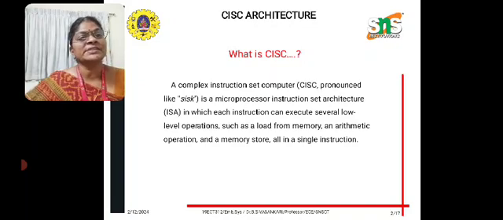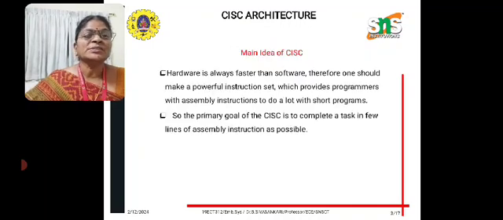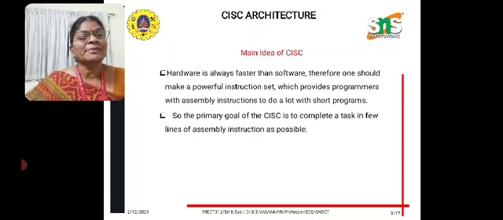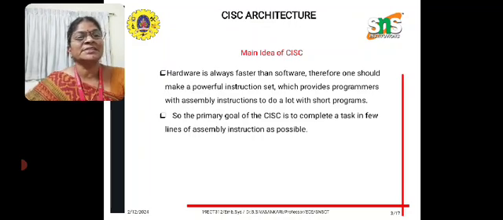It is a microprocessor instruction set architecture in which each instruction can execute several low-level operations, such as a load from memory, an arithmetic operation, and a memory store, all in a single instruction. Hardware is always faster than software, the main idea of CISC. Therefore, one should make a powerful instruction set which provides programmers with assembly instructions to do a lot with short programs. So the primary goal of CISC is to complete a task in as few lines of assembly instructions as possible.